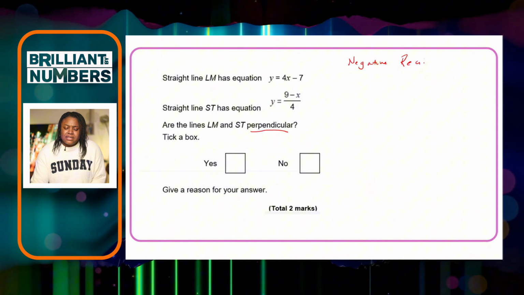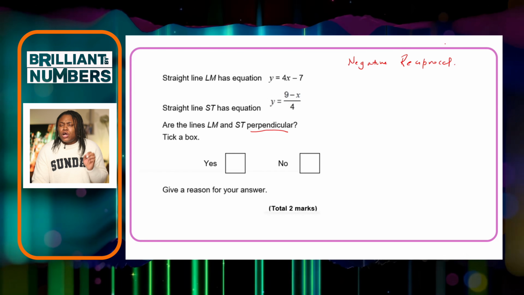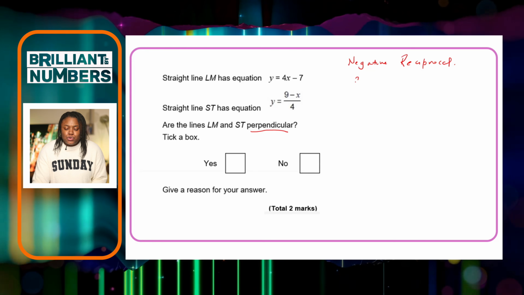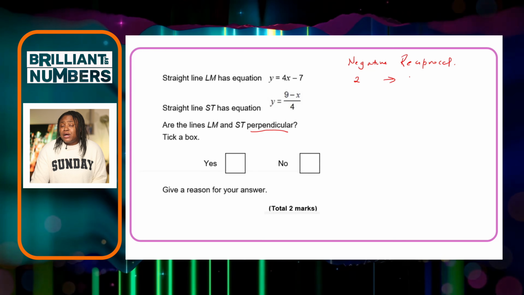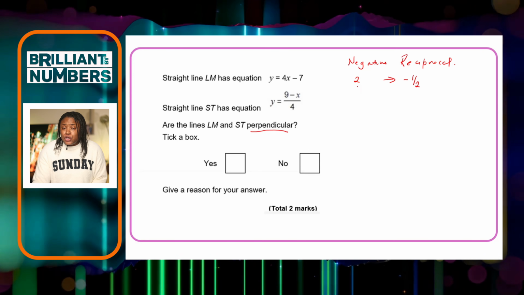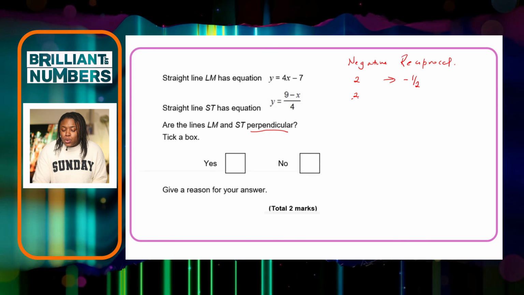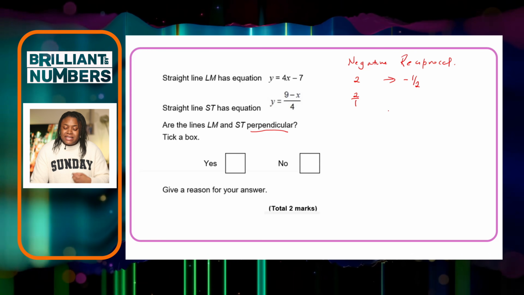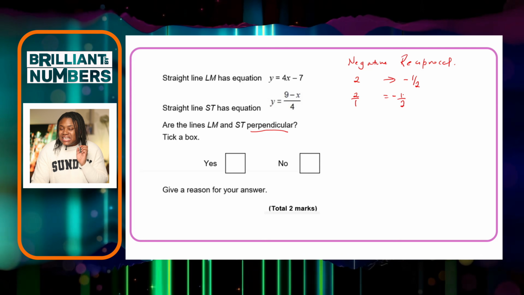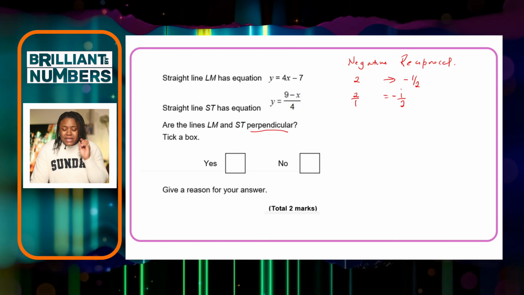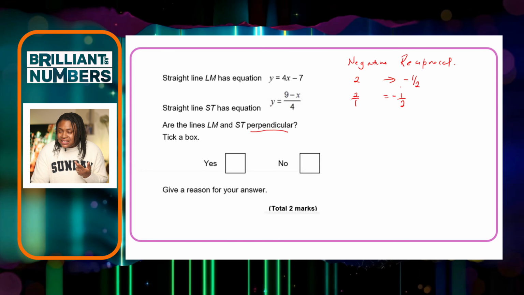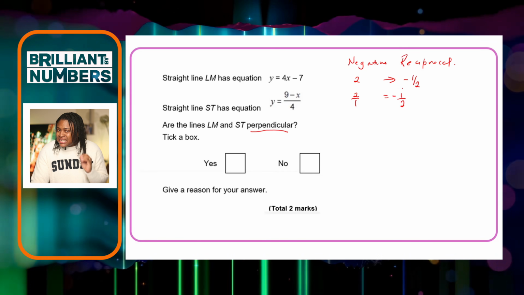So, negative reciprocal of each other. What does that mean? It means that if one gradient, for example, is 2, the other perpendicular gradient is going to be negative 1/2. Remember, the number 2 can be written as 2 over 1, but we need to flip this over. That's how we get a half, but it must be negative. Now, the critical point here is that when you multiply two perpendicular gradients, the answer must always be negative 1.